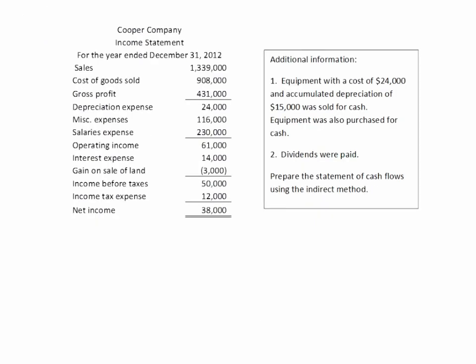Equipment with a cost of $24,000 and accumulated depreciation of $15,000 was sold for cash. And equipment was also purchased. It doesn't make any difference if it was purchased. If it was only purchased, we could just do what we did on the first one. But since there was one purchased and one sold, now we have to do a TAccount proof. As soon as you see any of those indicators for a TAccount proof, you better do a TAccount proof. So we're going to do one right now.